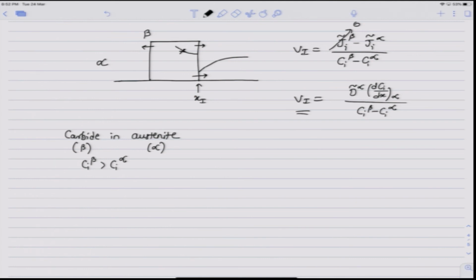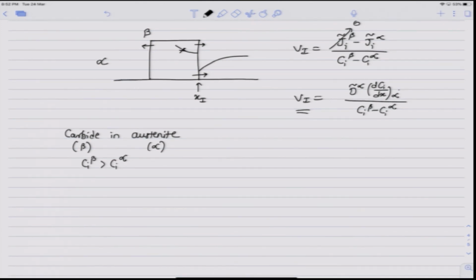Since C_i^β, that is carbide concentration, is higher than the matrix concentration, that means the gradient in alpha has to be positive also, and so this kind of gradient will be set up. Physically also it is understood, because for the carbide precipitate to grow, the carbon has to be transported from the matrix towards the precipitate, and hence the carbon concentration gradient here with respect to this interface should be positive.